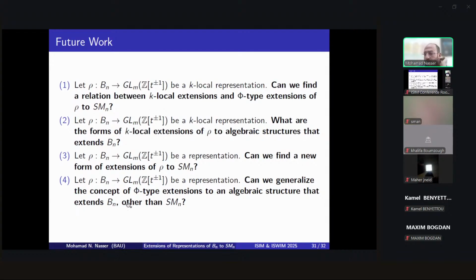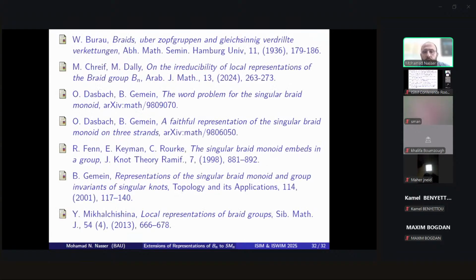And another question, which was answered 2 years or 1 year ago by Indian mathematicians, Dr. Madeti, I think: can we generalize the concept of phi-type extension to another algebraic structure? They answered this question for the singular twisted virtual braid monoid, I think. So these are the questions, or the future work, that we can work on. These are still open problems, and these are the references.